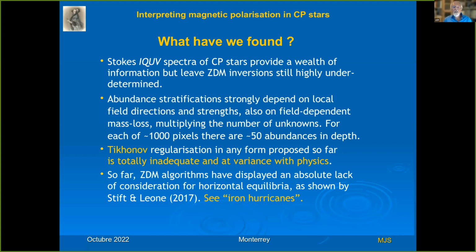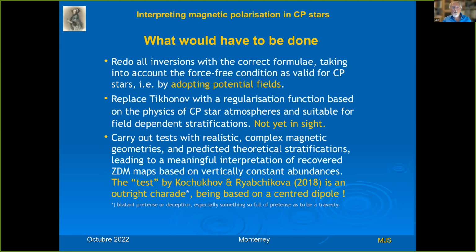And Tikhonov regularization in any form proposed so far is inadequate and, in addition, at variance with physics. It also has to be said, ZTM algorithms have displayed an absolute lack of consideration for horizontal equilibria, as I showed you with how to avoid iron hurricanes. Well, iron hurricanes don't exist, so the star has to find a way to establish this equilibria without these strange abundances. And finally, what would have to be done?